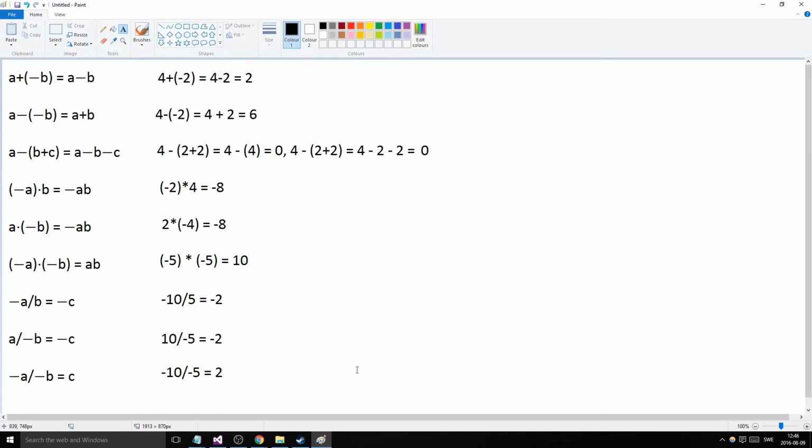So that's it, guys and girls. Check these examples out. Really simple, you know. Very, very important rules to remember. Negatives give positive. Okay? If you have a mix between negative and positive, mostly you'll always get a negative product or a negative result.